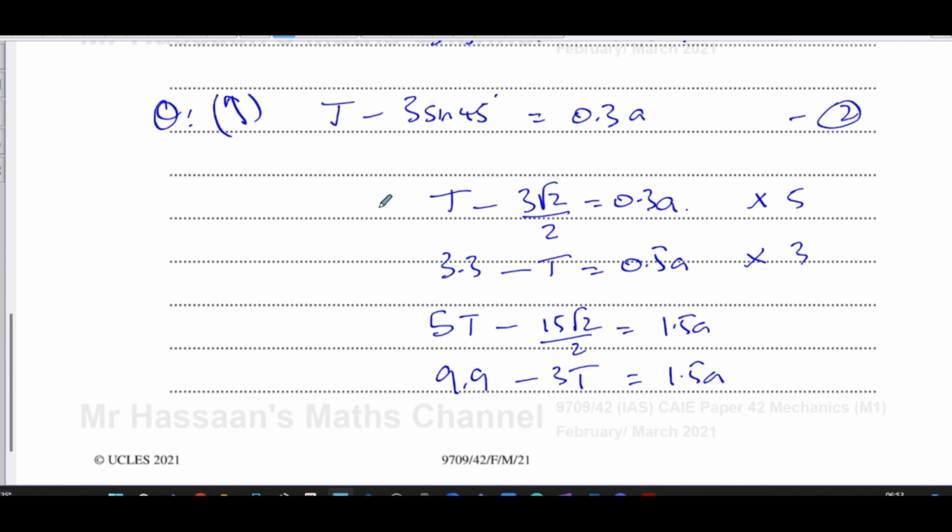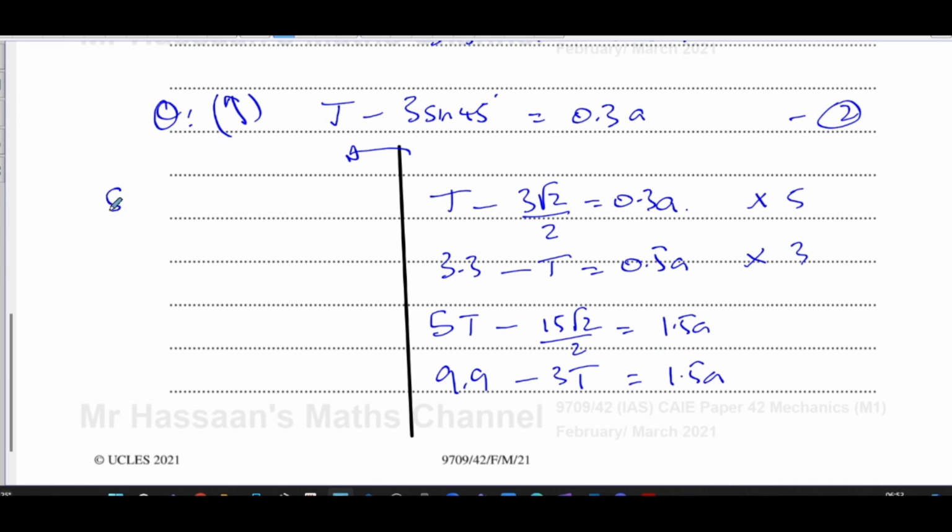So I've run out of space. I should really have written a bit smaller, but I'll just continue over here. Okay, so now what I'm going to do is I can replace this 1.5A with a 9.9 minus 3T.